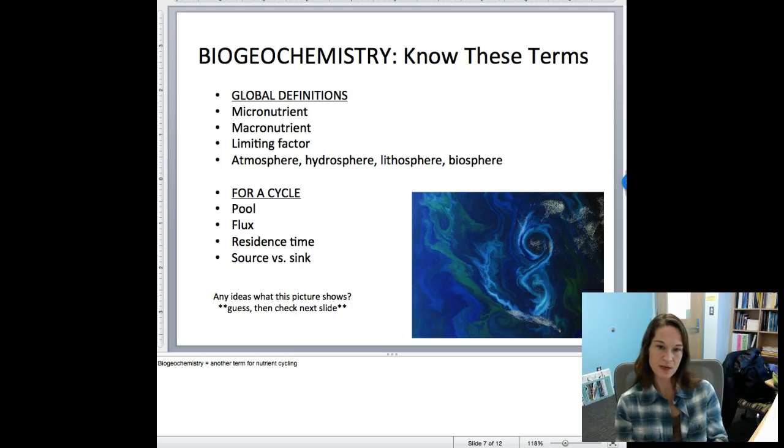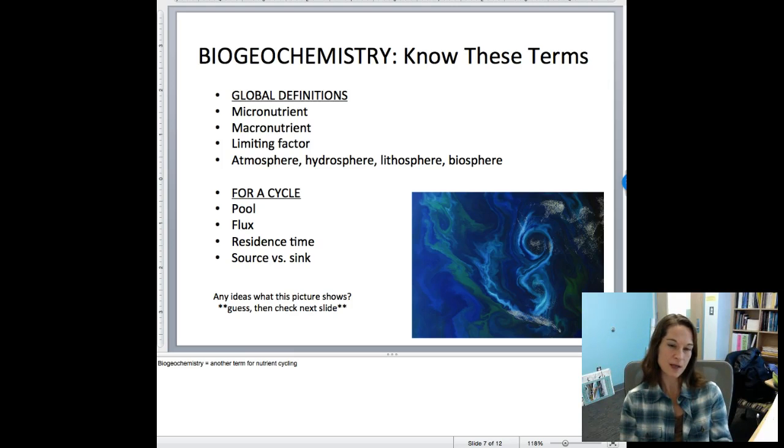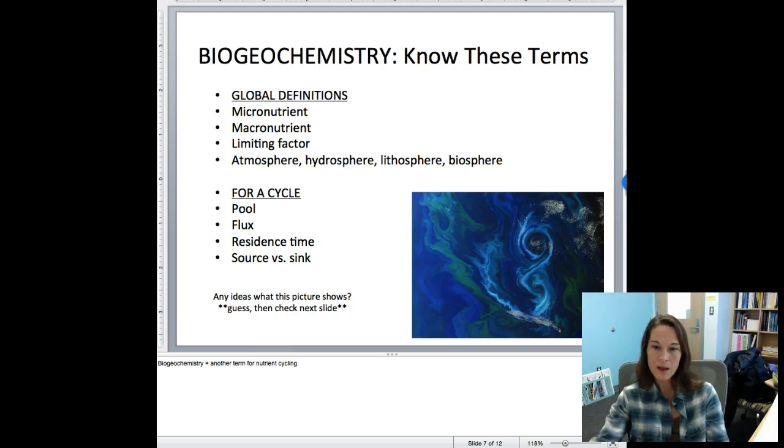And then source versus sink isn't so much one term as it is a way to get you guys thinking about what fluxes, what processes create an abundance of a particular nutrient, and what processes create a place where that nutrient is taken into a pool. And then last but not least, any guesses what this picture shows? I'm going to tell you because I deleted the next slide that has it on it, but it is a phytoplankton bloom out in the ocean taken from a satellite image. It's quite a pretty image if you think about it.